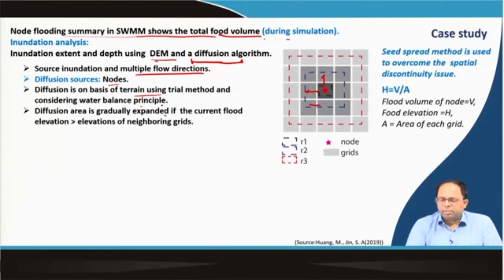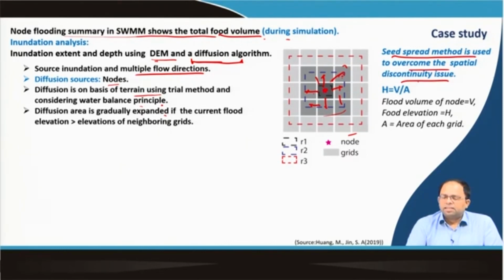That means we expand by one cell in each direction, and we check whether the level of this area is higher than the flood level, and if it is so, then we expand our area where the flood is occurring. Then we keep on expanding in different directions, and that is what has been followed, and that is the new inundation algorithm that has been proposed in this particular paper. This method is called the seed spread method, and it is used to overcome the spatial discontinuity issue.